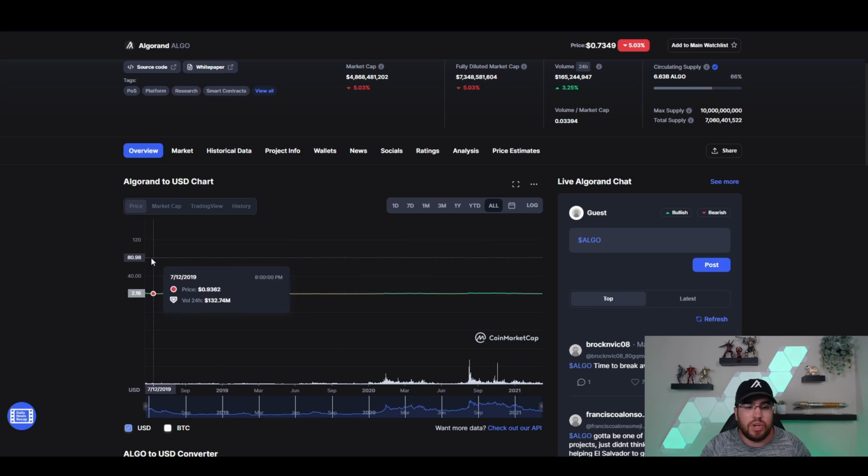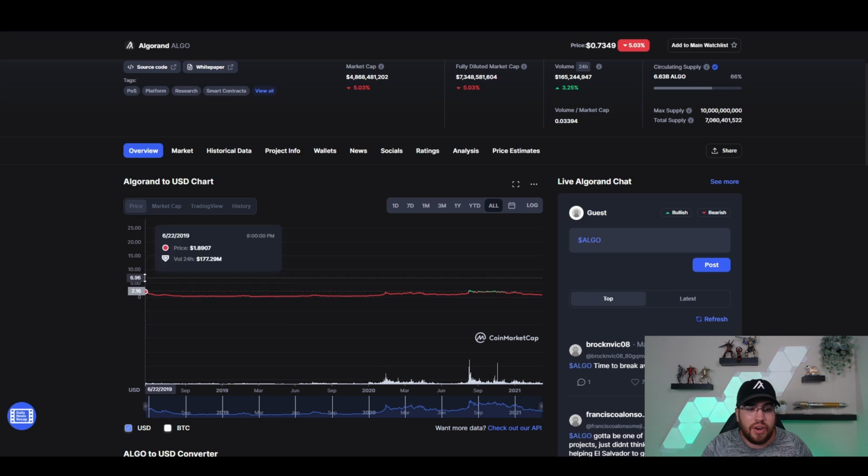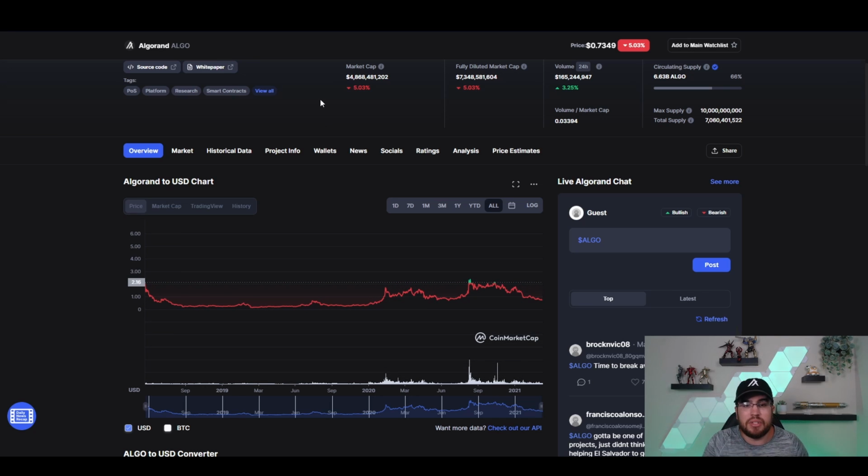So this is what I'm saying, guys, as you're looking at cryptos to buy right now that are at good buying opportunities. I think looking at the market capitalization of these, Algorand is at one of the biggest discounts.